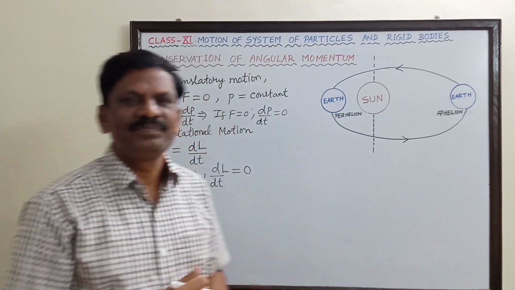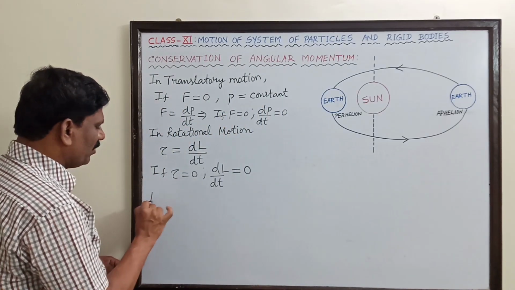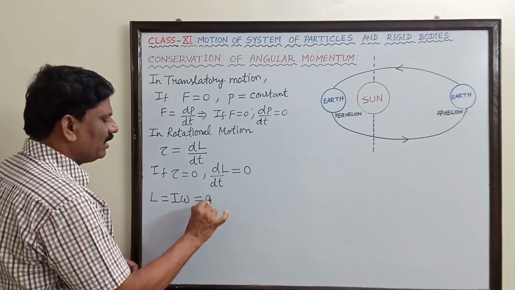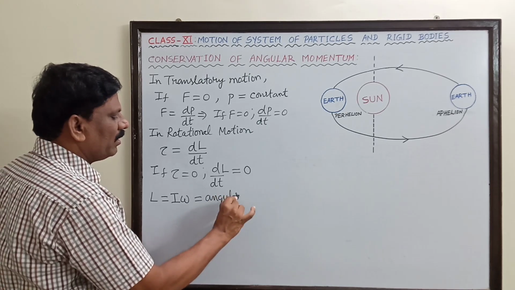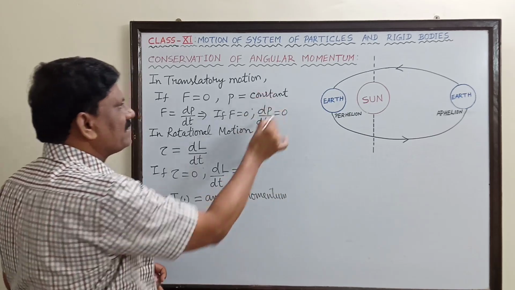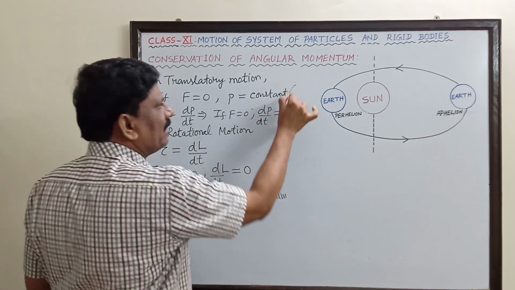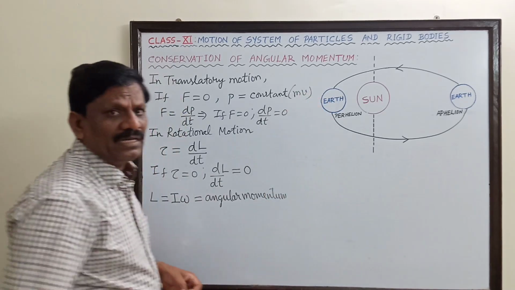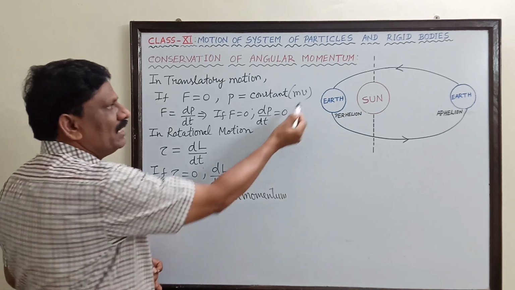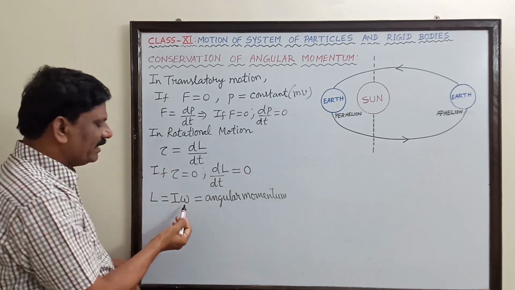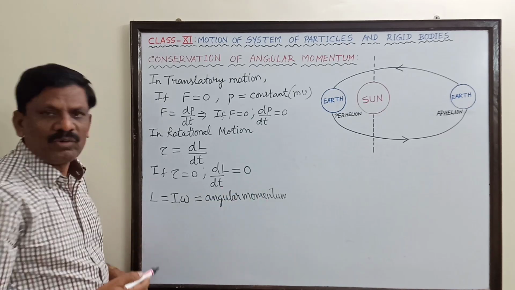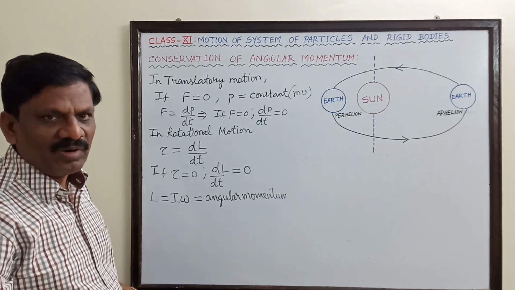What is capital L? Capital L means angular momentum. Capital L is equal to I omega. Linear momentum is the product, as we have already studied: P is equal to M into V, mass into linear velocity. In place of mass, the analogous term is moment of inertia in rotational motion, and the term analogous to linear velocity is angular velocity omega. So capital L is equal to I omega is the angular momentum of a rotating rigid body.